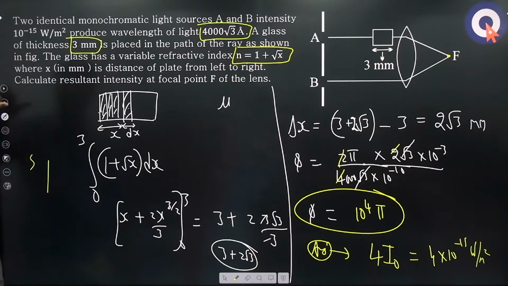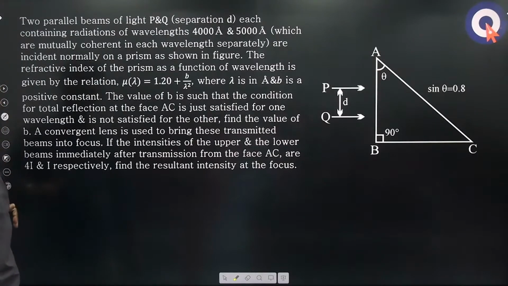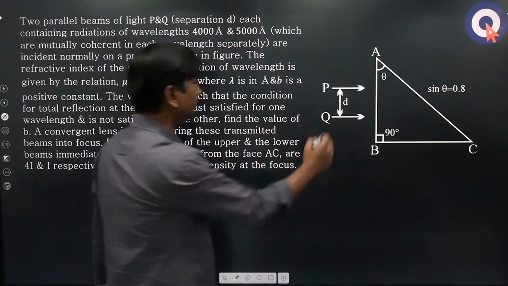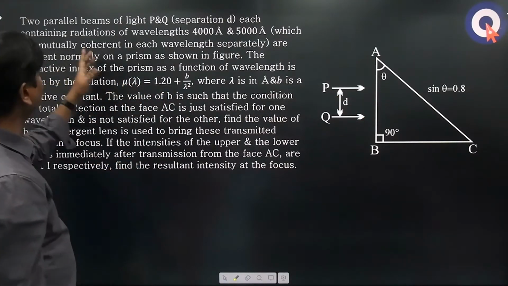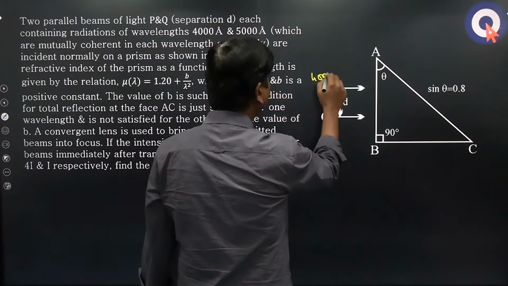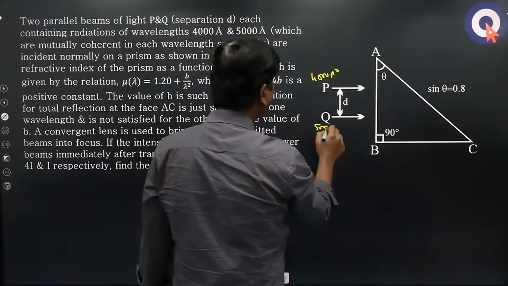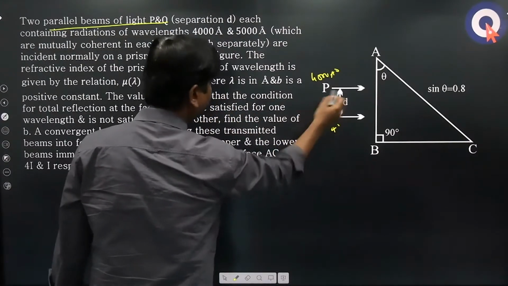Next, we'll take the next question. Two parallel beams of light P and Q, separation between them is D, each containing radiations of wavelength 4000 and 5000 angstroms. One has 4000 angstroms, the other has 5000 angstroms. These are separate parallel beams.